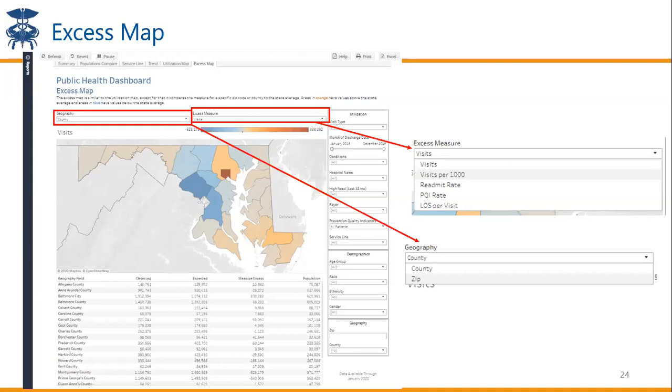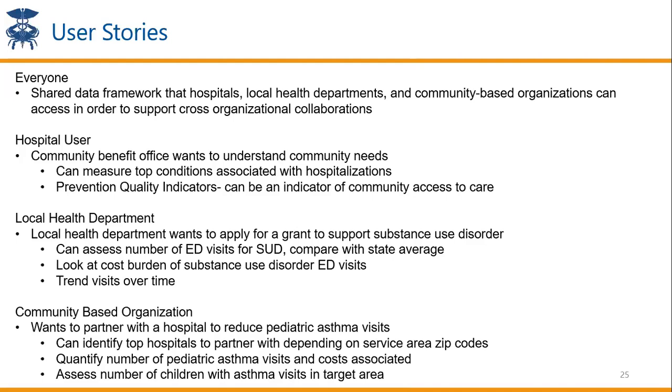The measures here are slightly different from the utilization map. But again, you have your visits or your visits per 1,000 population, the readmission rate, the PQI rate, or the average length of stay per visit. And again, we'll take questions.